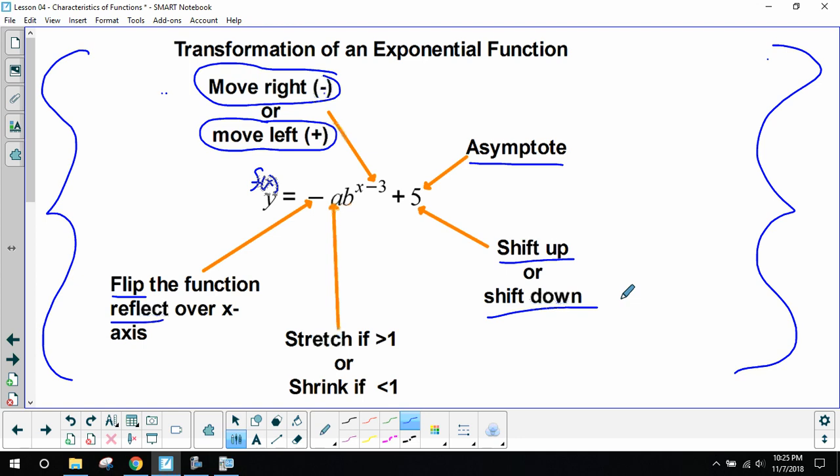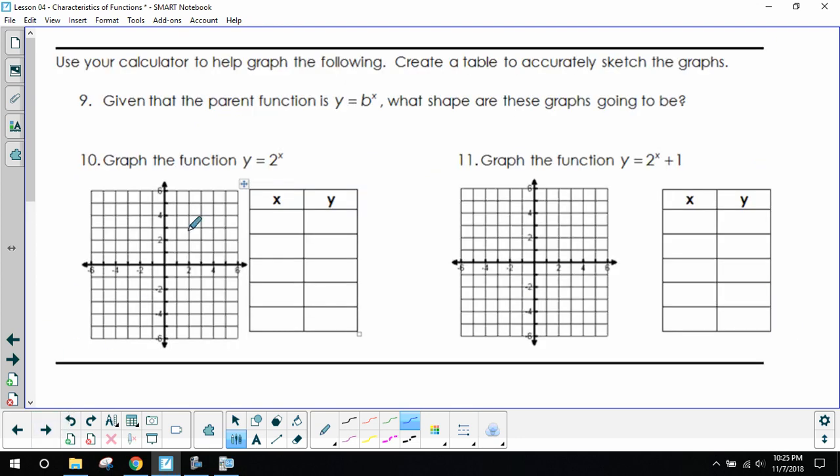So given the parent function y equals b^x, what shape are these graphs going to be? Okay, what are they going to be? They're going to be curved, in my opinion. That's a D. And you know what? Let's try right there. Curved. Like it starts off skinny and then it gets, yeah, whatever.